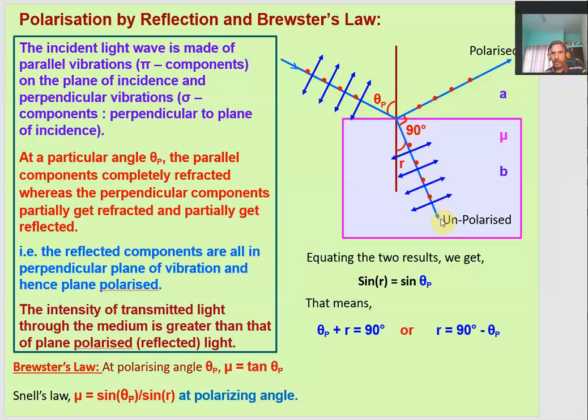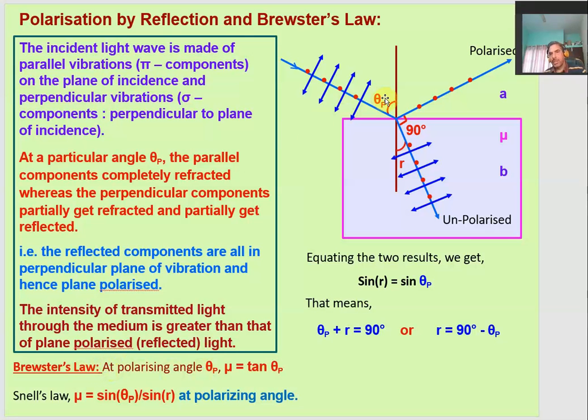So that clearly explains how light can be polarized by the phenomenon of reflection of unpolarized light. And there comes a very important law called Brewster's law. What does this law say? It simply says that at the polarizing angle... So first we have to understand what this polarizing angle is.